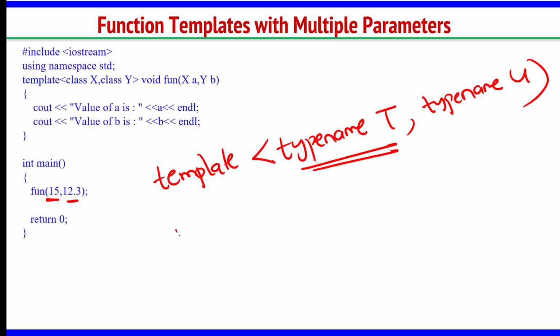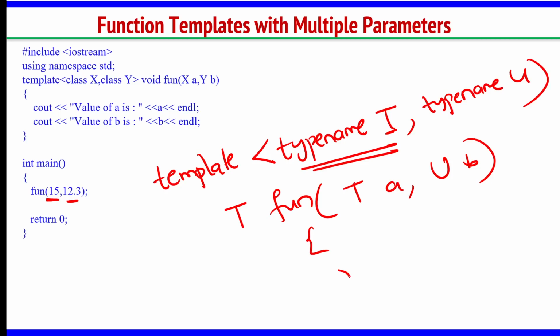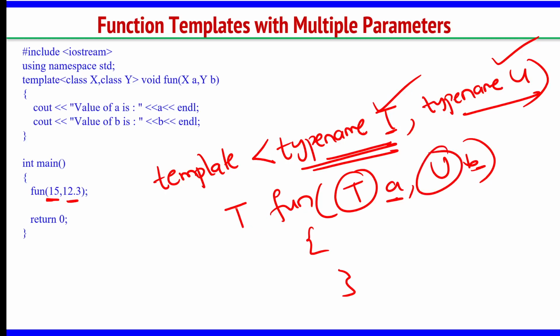Then write the function, but what will be the return type of this function, that I don't know. You can mention either T, you can write like this, T of fun, T of a comma U of b, like this you can write the logic. You can create two type names, T and U, meaning this a belongs to type T, b belongs to type U. Return type, you want T, you put T, you want U, you can put U, or you want nothing, you can put void, and write your actual logic here.